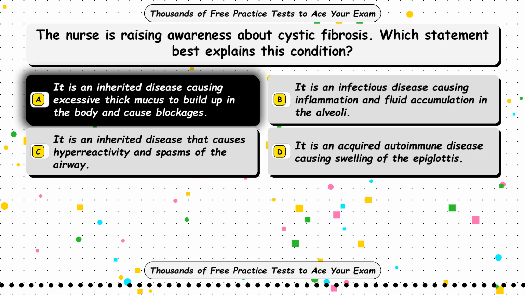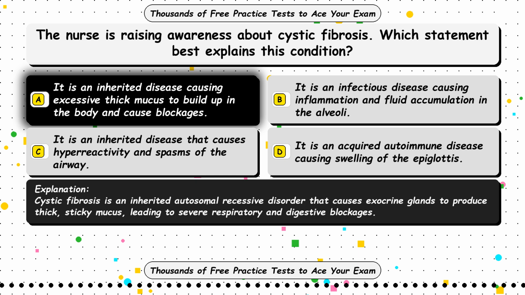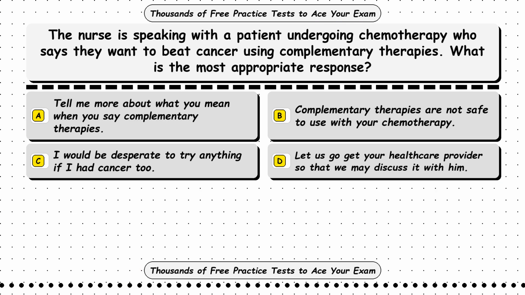The correct answer is option A. It is an inherited disease causing excessive thick mucus to build up in the body and cause blockages. Cystic fibrosis is an inherited autosomal recessive disorder that causes exocrine glands to produce thick, sticky mucus, leading to severe respiratory and digestive blockages.